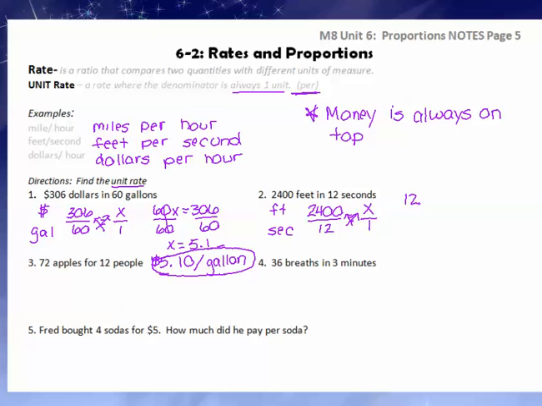When I do that, I get 12x is equal to 2,400. Divide by 12 on both sides. And I'm left with x is equal to 200. And I have feet per second. That's going to be the label. Feet per second. And that's my unit rate right there. Okay? So now go ahead, try 3 and 4 by yourself. When you're ready, unpause the video and we'll check them together.